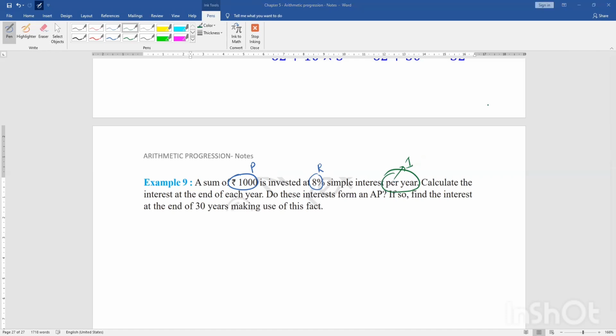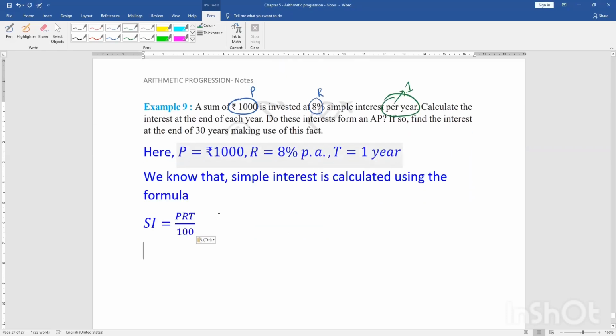Now here, what is given? So here P equals 1000, R equals 8% per annum and time is 1 year. And what is the formula for simple interest? So it is SI equals PRT by 100.